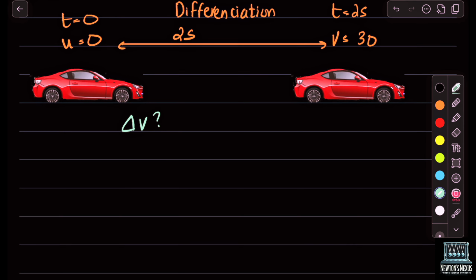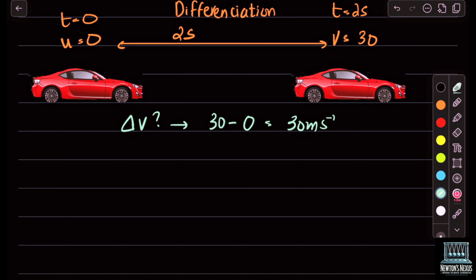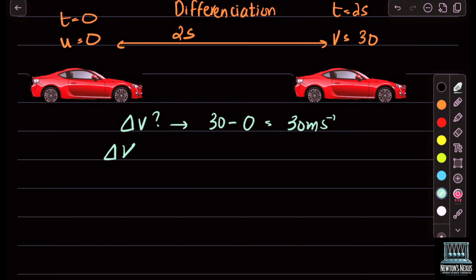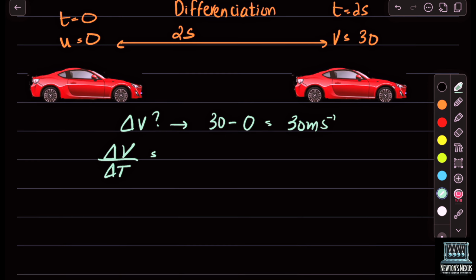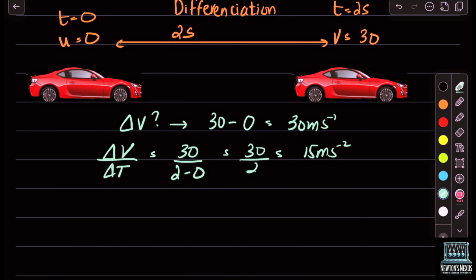Well, change in velocity is always denoted by delta v, which means the final minus initial velocity, or 30 minus 0, which equals 30 meters per second. No harm done. Well, what if you're asked to calculate the rate of change of velocity? Rate of change of velocity means delta v upon delta t, change in velocity divided by change in time. Your change in velocity is the same, 30, and your change in time is 2 minus 0, which is 2. Simple. And that comes out to be 15 meters per second squared, or basically the acceleration.